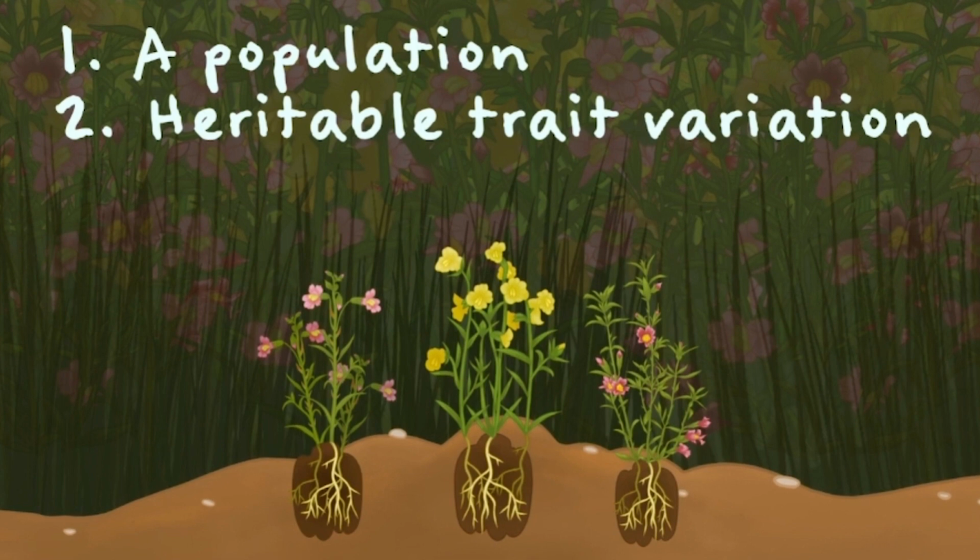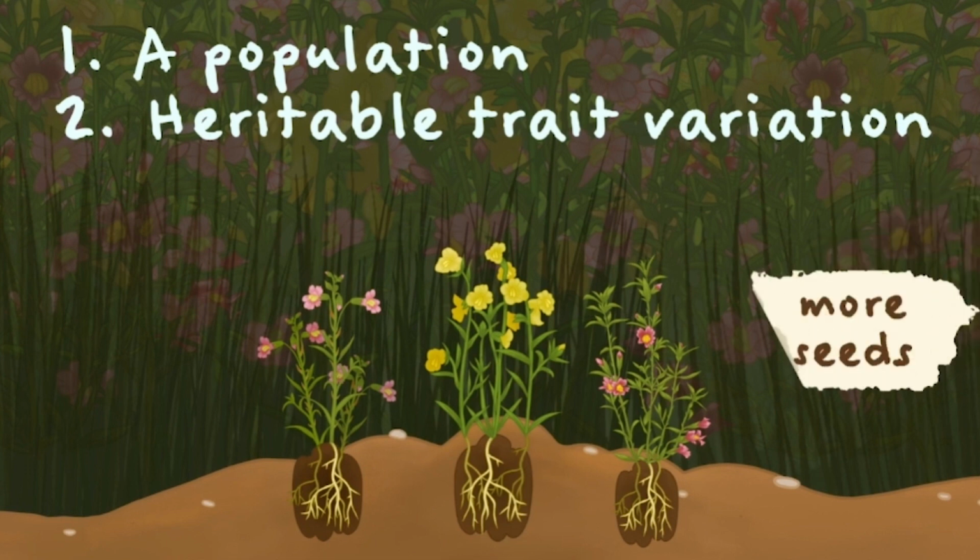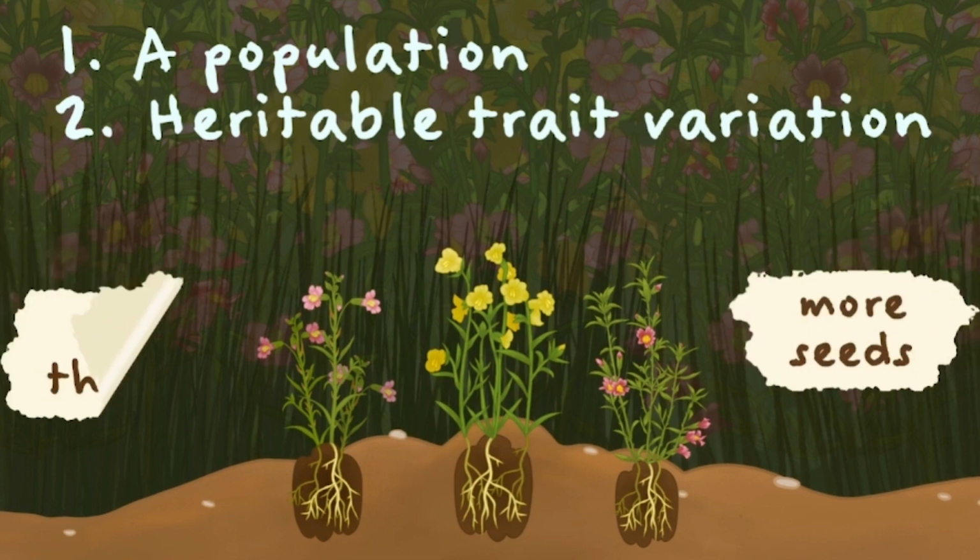We've already seen the yellow flowers trait. Populations vary in lots of other ways too. In this one, there's also a more seeds trait and a big thorns trait.